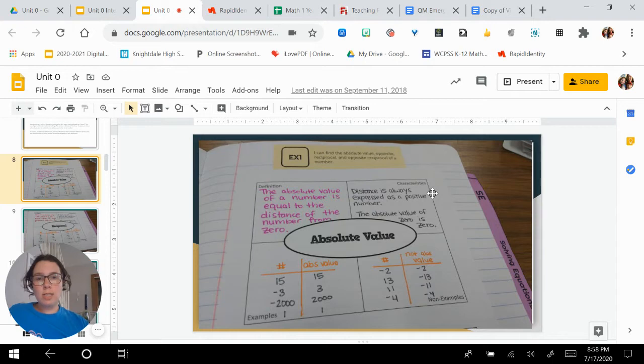Characteristics. Distance is always expressed as a positive number. Please remember that. Absolute value always makes your number positive because distance is always positive. And then the absolute value of 0 is just 0 because you're already at 0.